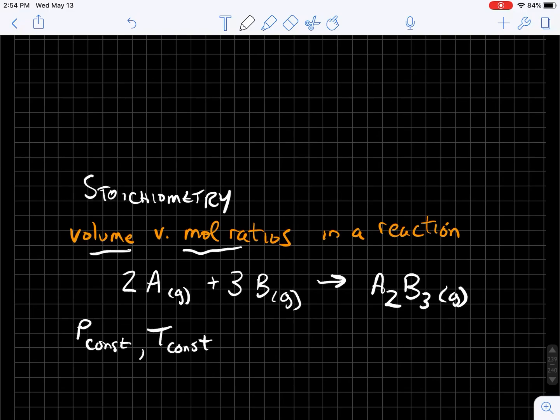Now, when I say that, that doesn't mean that they are the same numerical value. If we have 3 moles of gas B, that doesn't mean we have 3 liters of gas B. That just means that the ratio of volume for gas B is going to require 3 times as much volume as A2B3, which is only 1 mole, which requires 1 unit of volume.